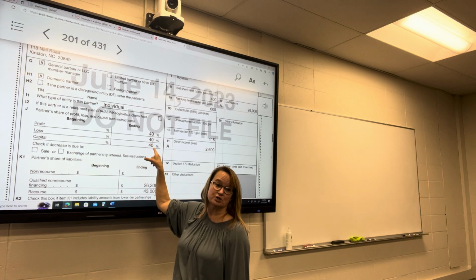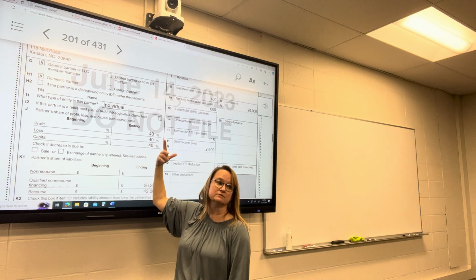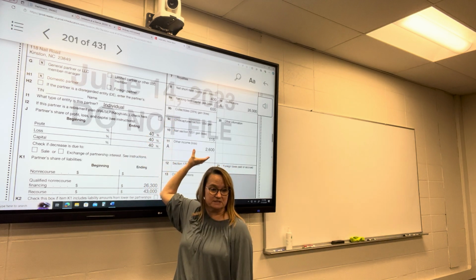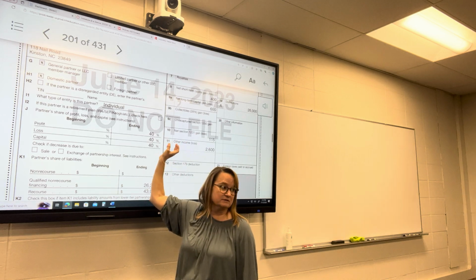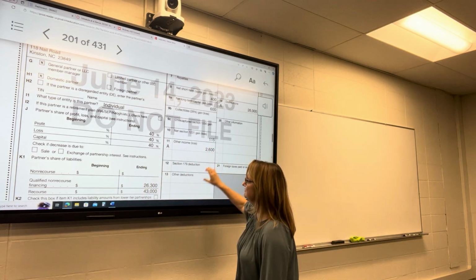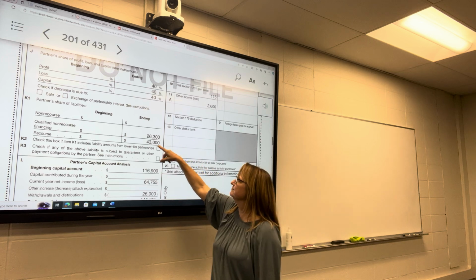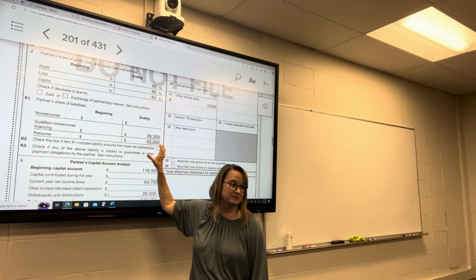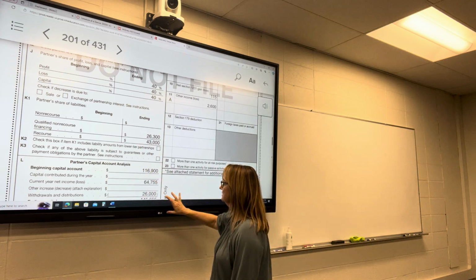Ending percentage, so this partner owns 40%. So they got 40% of all the income and separately stated items that were on that Schedule K on the Form 1065. This is their share of the liabilities. Don't worry about this. You're not going to be asked to do anything there.